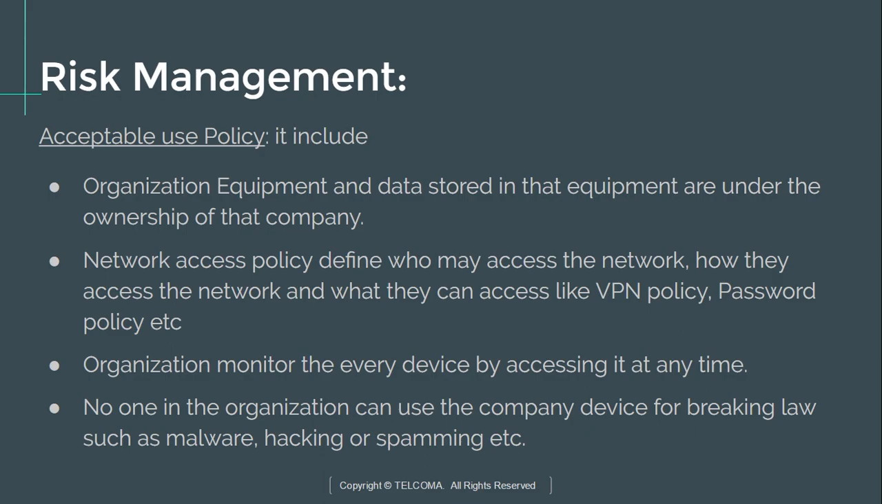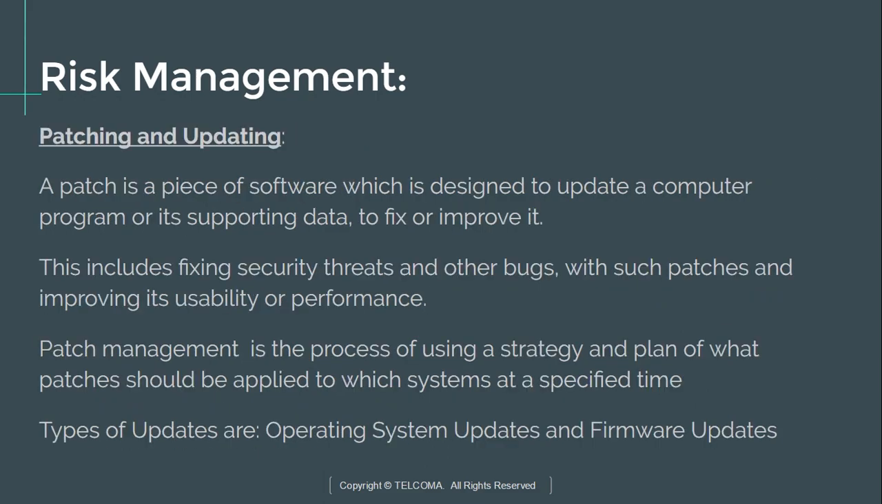The next is patching and updating. A patch is a piece of software which is designed to update a computer program or its supporting data to fix or improve it. So it is updated data which is used to fix or improve a problem which occurs in a particular program. It is a type of software which we install in our devices to update that application. These include fixing security threats and other bugs, and improving its usability or performance.